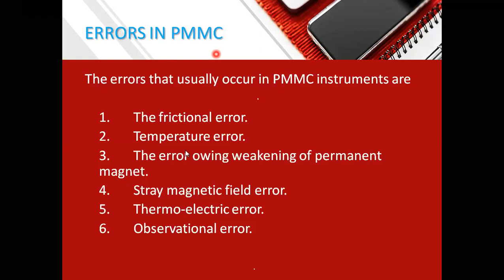And third one is the error owing to weakening of permanent magnet, and stray magnetic field error, thermoelectric error, observational error. So in a PMMC instrument, generally in any indicating instruments, we have to discuss these errors, and we also have to learn about the remedies of these errors so that we can set the PMMC and use it for a longer period.